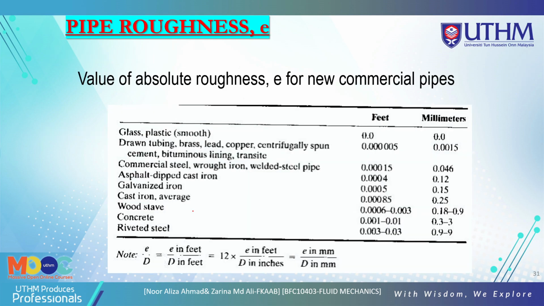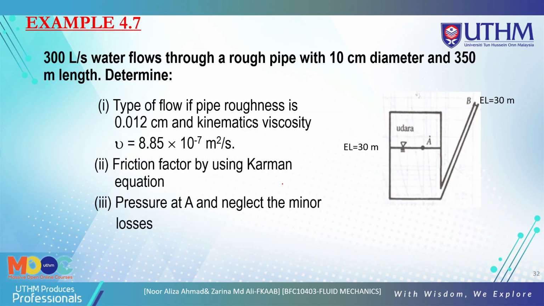Now this is the table of absolute roughness E for new commercial pipe. You must look at this column to get the roughness E based on the type of pipe. Now we look at the example here. Water flows through a rough pipe, so you use the E here.